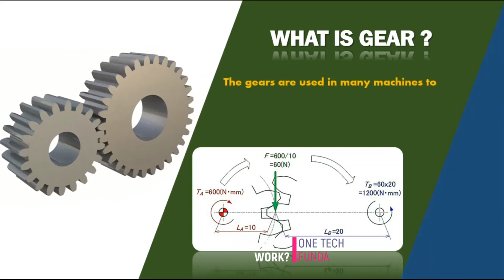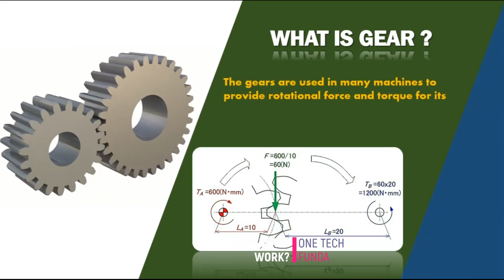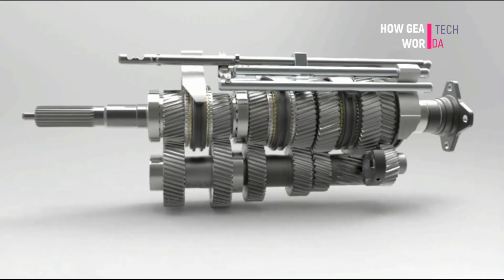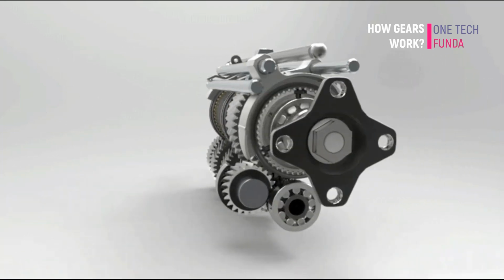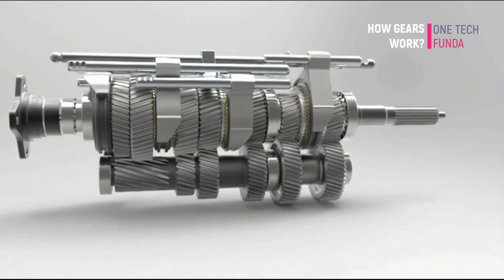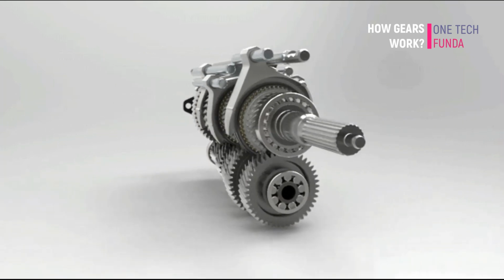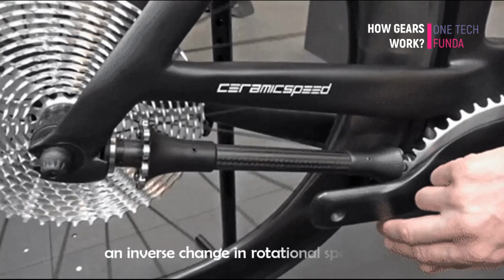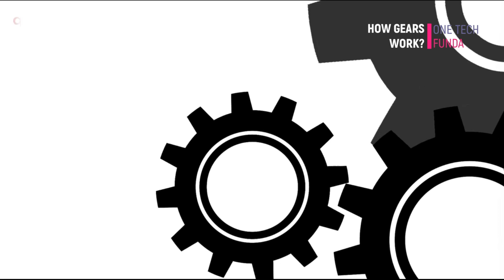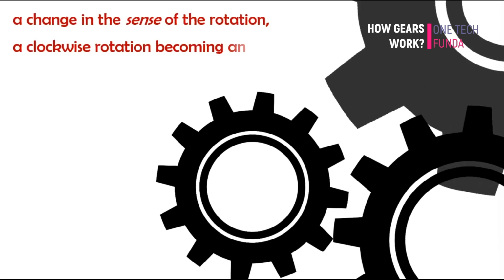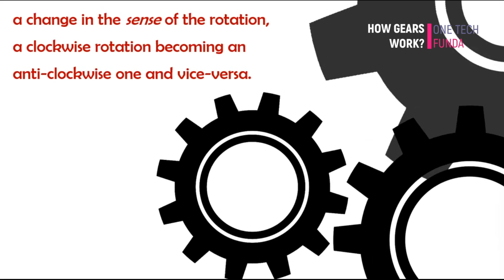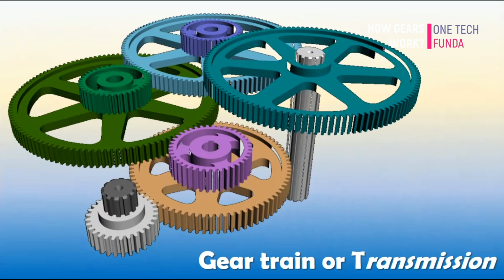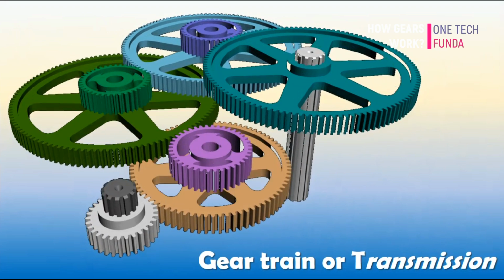Gears are used in many machines to provide rotational force and torque for their working. The basic principle behind the operation of gears is analogous to the basic principle of levers. Meshing gears of different diameters produce three changes: a change in torque, creating a mechanical advantage, an inverse change in rotational speed, and a change in the sense of the rotation, a clockwise rotation becoming an anti-clockwise one and vice versa. Two or more meshing gears, working in a sequence, are called a gear train or a transmission.